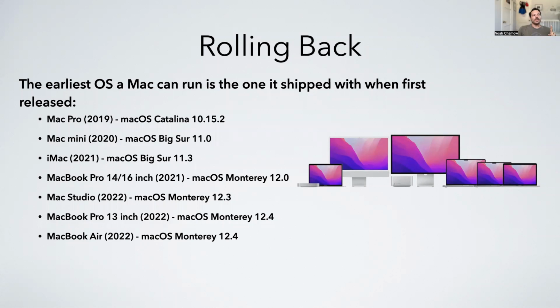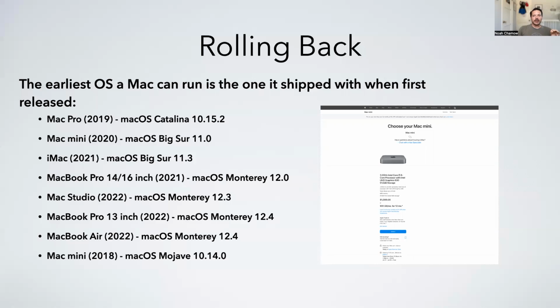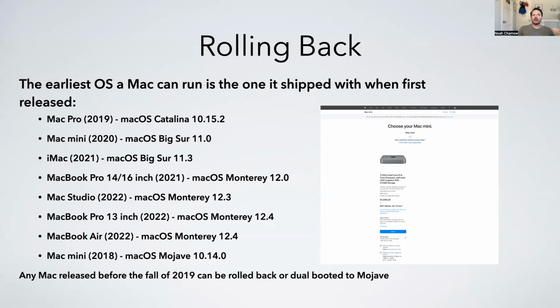But there's one that Apple doesn't talk about. If you go to Apple's website and you go to the page where you can buy a Mac Mini, bizarrely enough, they have the M1 Mac Mini, but if you scroll further down the page, they actually still sell an Intel Mac Mini that came out in 2018. And it can run macOS Mojave. So if you absolutely need a new Mac that can run macOS Mojave, you can buy one. I wouldn't, but you can. It will ship with Monterey, but you can actually roll it back or dual boot into macOS Mojave.